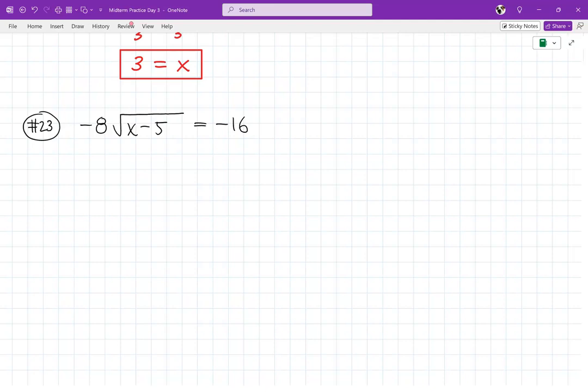All right, so for number 23, we have negative 8 times the square root of x minus 5 equal to negative 16. So this time the radical is not by itself, so I'm going to have to fix it first. I've got to get rid of that negative 8 that's multiplying into it. To do that, I'm going to divide both sides by negative 8.